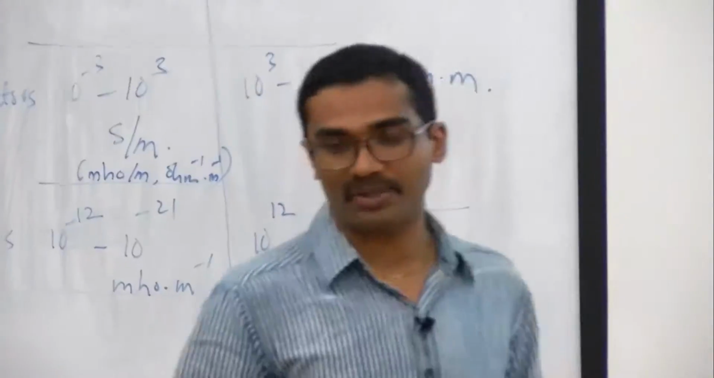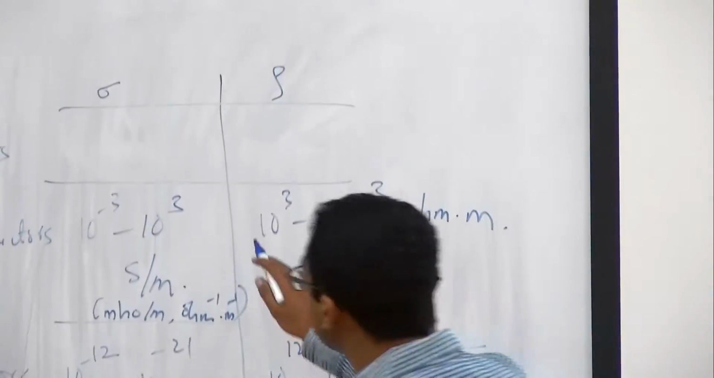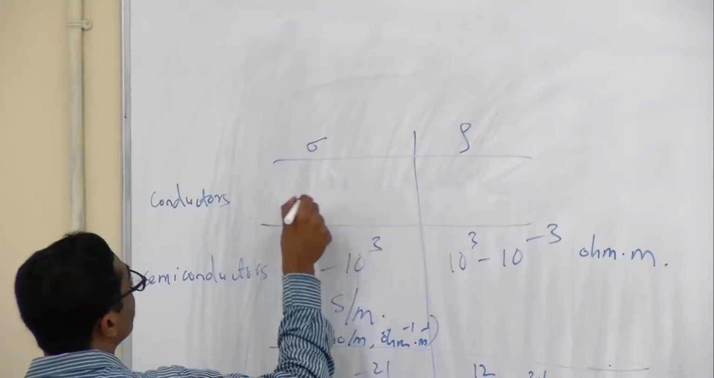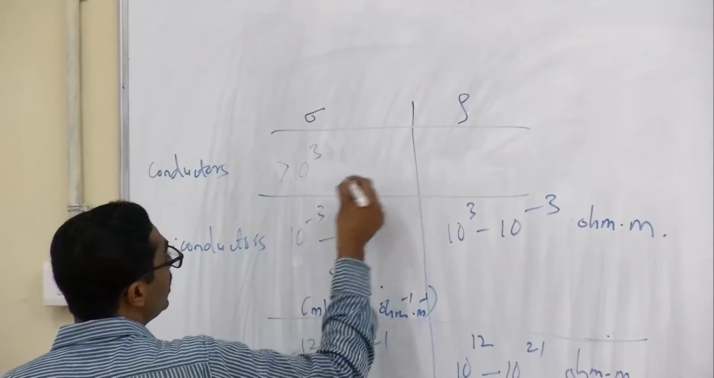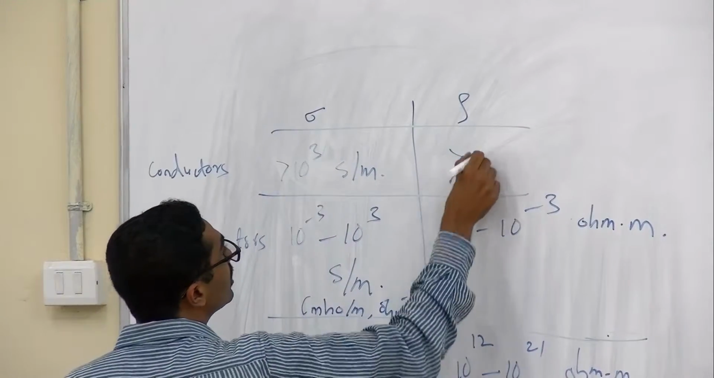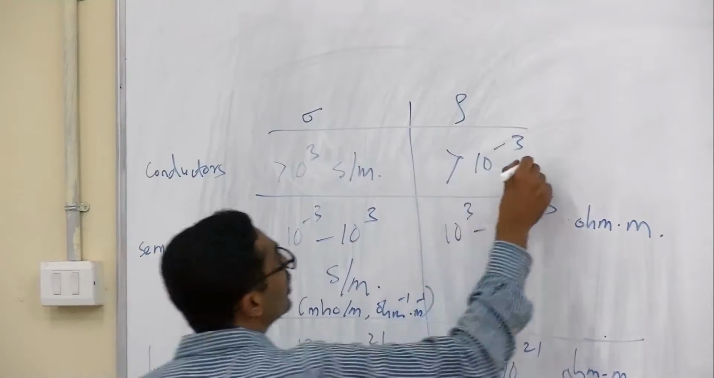Alright, now for conductors please, above this. So it will be greater than 10 to the power of 3 Siemens per meter, and this will be greater than 10 to the power of minus 3 ohm meter.